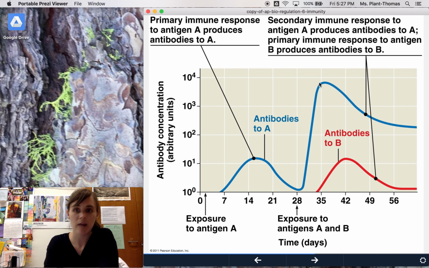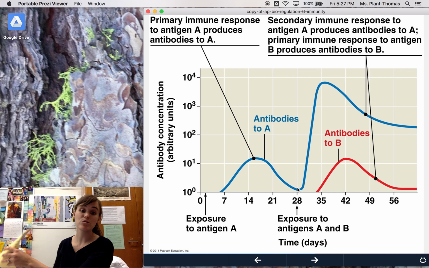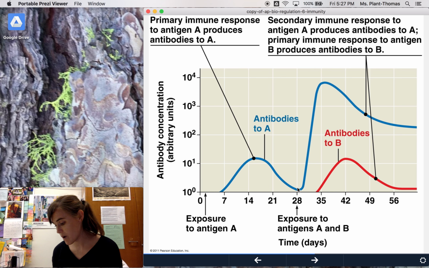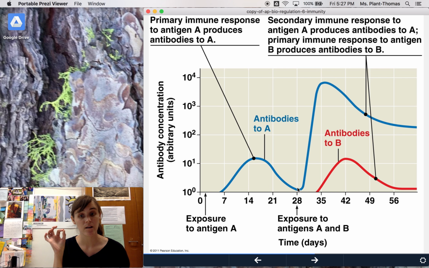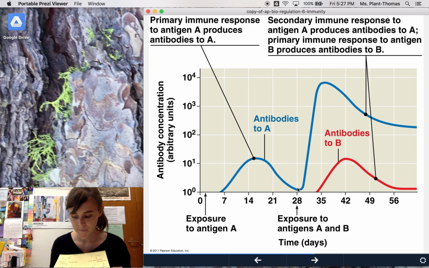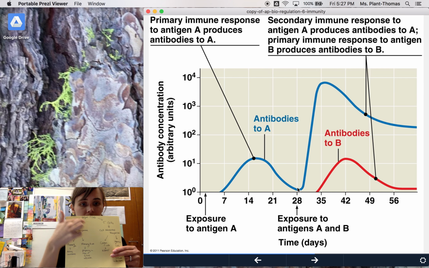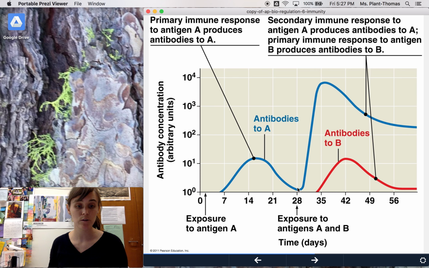So this is why memory B cells are so important. Because we have memory B cells, we're able to produce so many antibodies right away for that specific pathogen. So again, if we look, we've done all of this side here, the humoral response. Okay, so next we'll do the cell-mediated response.